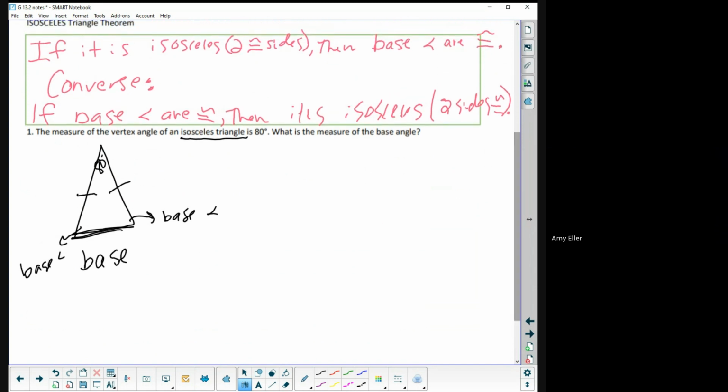Our theorem says if it's isosceles, which it is, base angles are congruent. So if I call this x, I'm allowed to call this x because the theorem says they're the same. What do we know about x and 80? They add up to 180. So let's write down x plus 80. This is called the triangle sum theorem. I think you can do this without a calculator. Go ahead.